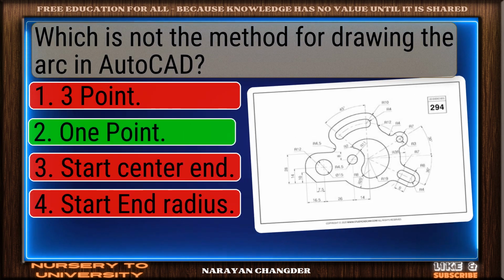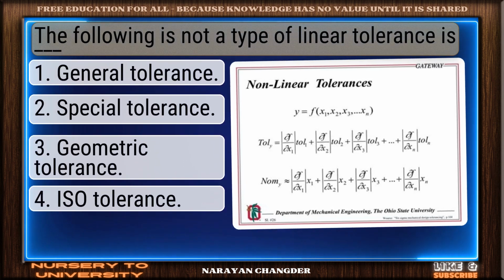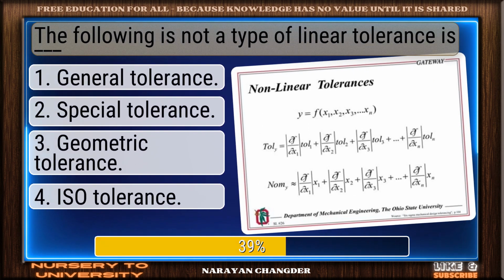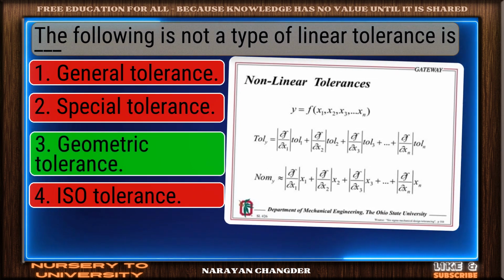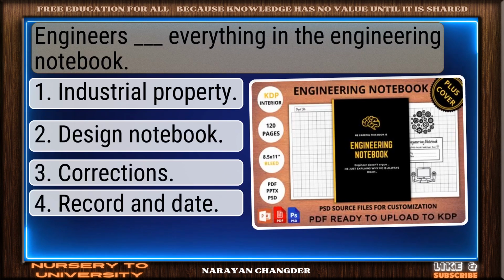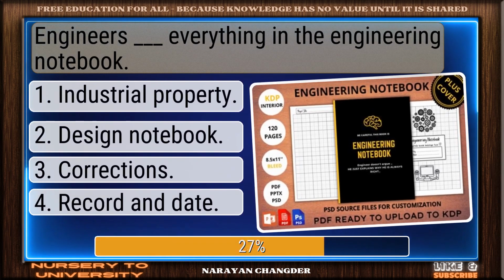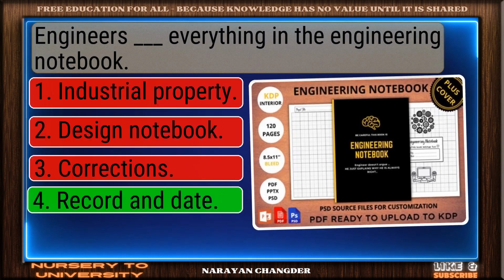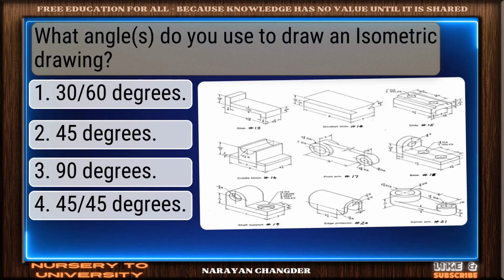You chose 1 point, and it is correct. The following is not a type of linear tolerance is dash. You got it. Your choice geometric tolerance is right. Engineers dash everything in the engineering notebook. Correct response. Record and date is the most accurate answer.